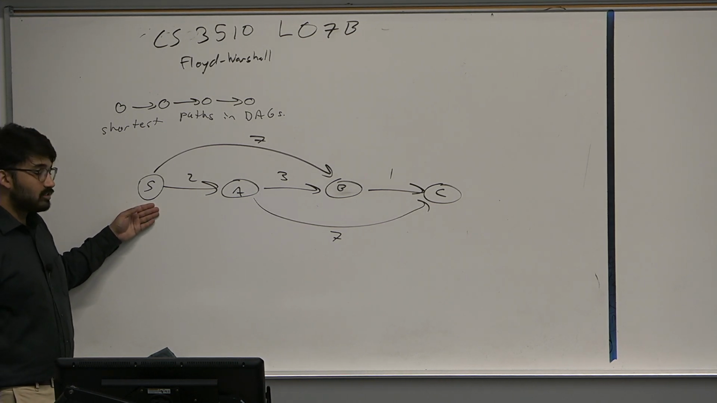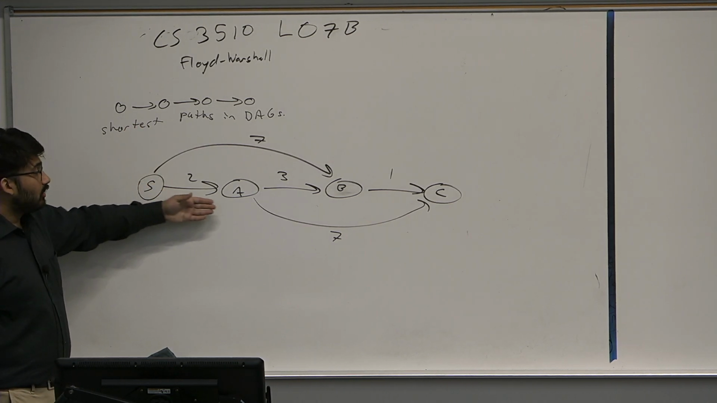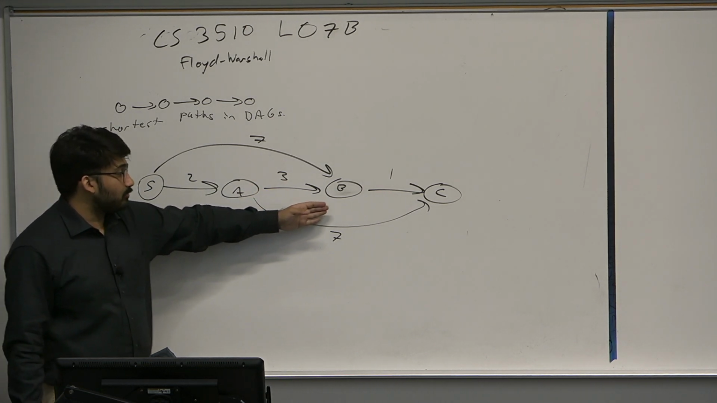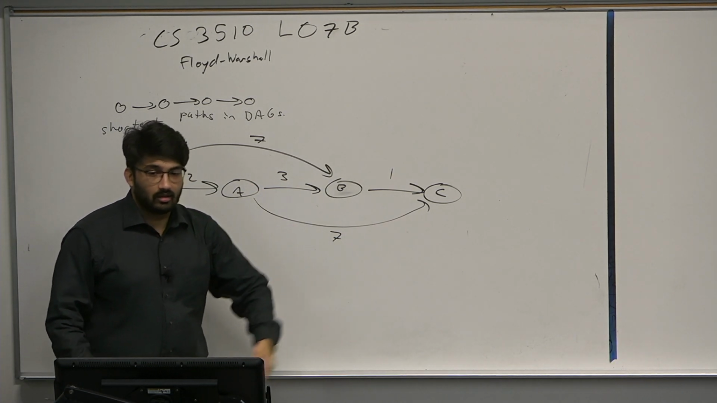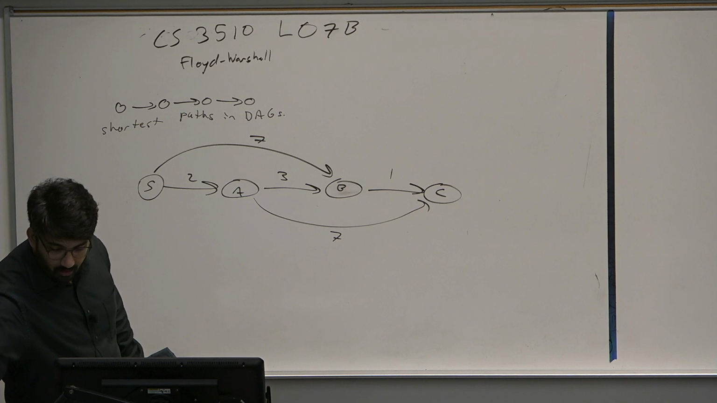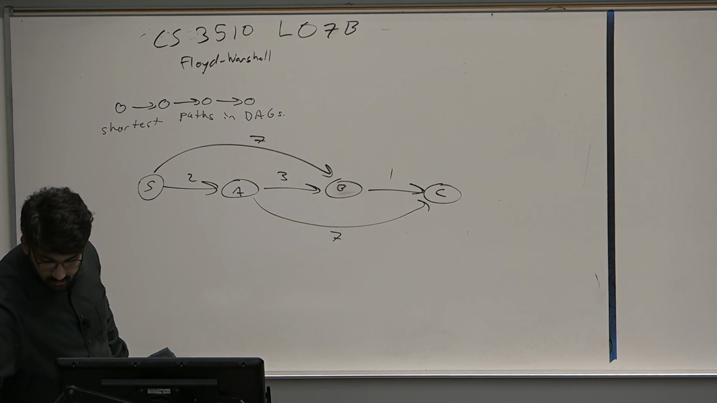So you're going to look at S, and you're going to look at its outgoing edges and do an update. Look at A, look at its outgoing edges and do an update. Look at B, look at its outgoing edges and do an update, and so on. So if I were to write the code of this, what would it look like?